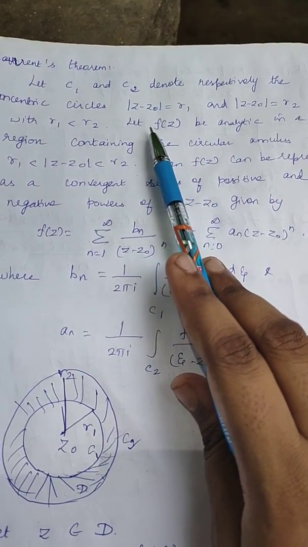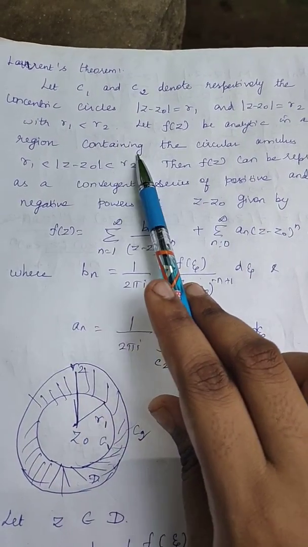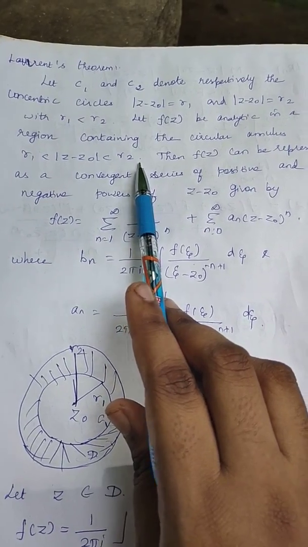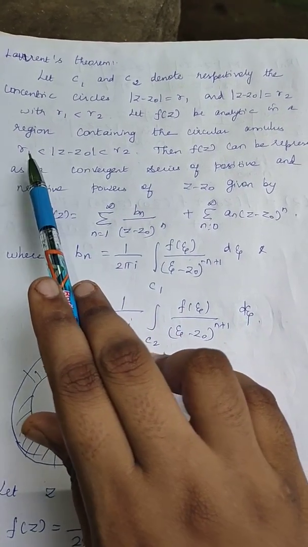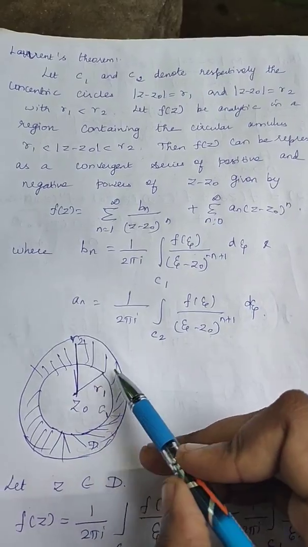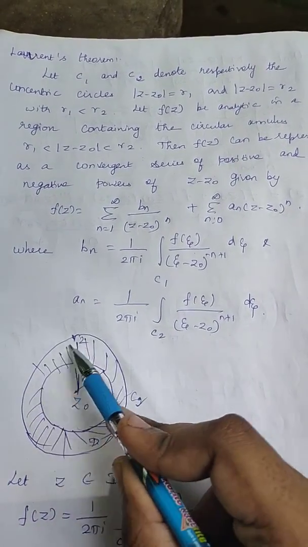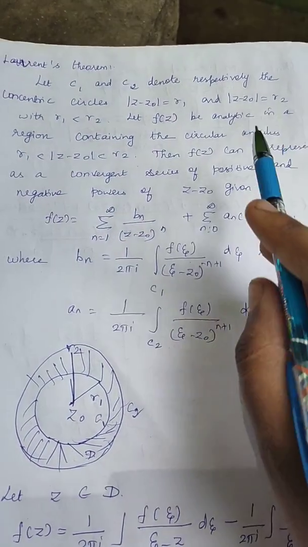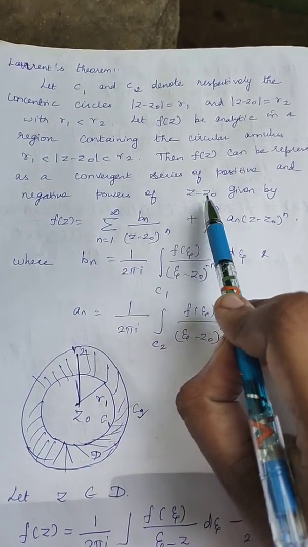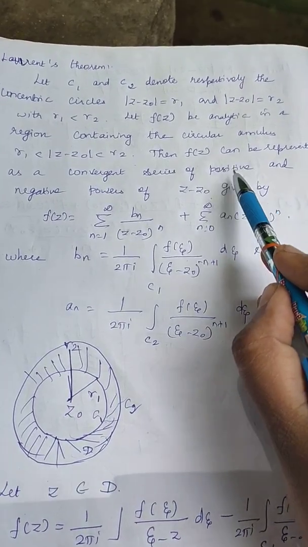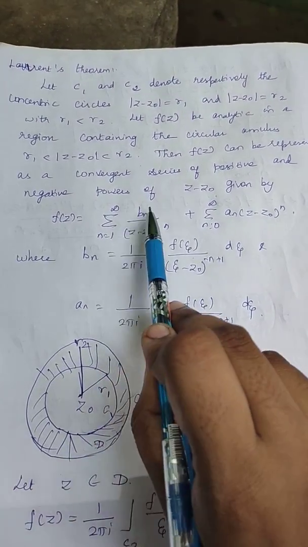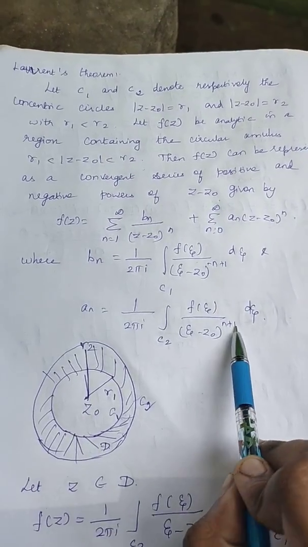And afterwards, what is given? Let f of z be analytic in a region containing the circular annulus R1 less than mod z minus z0 less than R2. And we are given a function f of z. So what do we mean by R1 less than mod z minus z0 less than R2? This particular region indicates this region. In this region, my f of z is analytic. Then f of z can be represented as a convergent series of positive and negative powers of z minus z0. Here positive powers mean greater than 0, and negative powers less than 0, given by the expression, where an and bn are given. So this is Laurent's theorem.